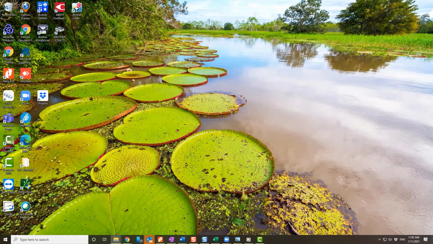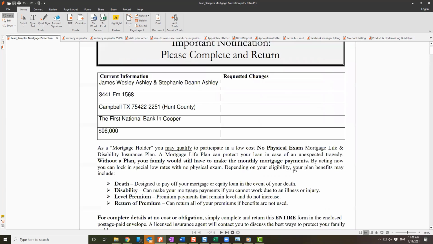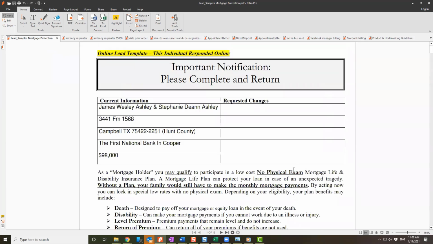The mortgage protection lead. There are a few different types of leads that we use, and it comes down to the types of leads that we use. So let's talk about the mortgage protection lead. What is mortgage protection? Well, they call the life insurance mortgage protection for a couple of reasons. Mortgage protection, like it says, is basically life insurance.